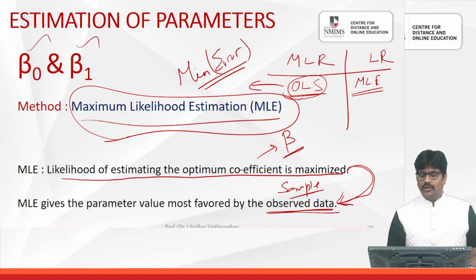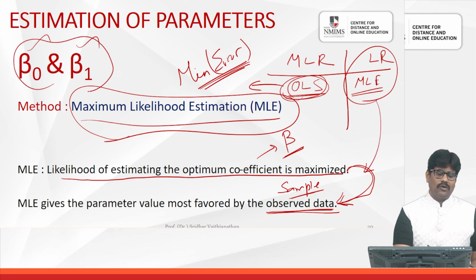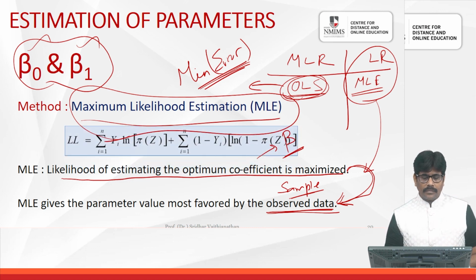So in MLR we use ordinary least squares estimation, that is, minimizing the error criterion, and we arrive at the beta values. Here we are trying to increase the likelihood of optimum estimation from the sample data, and thereby we get the optimum values of beta naught and beta 1. This is the rationale behind why we are going for maximum likelihood estimation, without getting into the formula part of it.